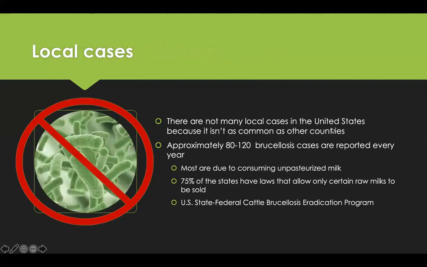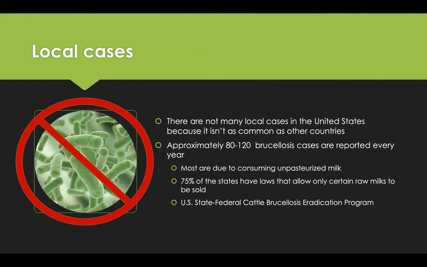So any local cases around here, there really aren't as many local cases in the United States because it is rare and isn't as common in other countries that were listed previously. So approximately 80 to 120 brucellosis cases are reported every year, but it isn't as much as other countries. Most are due to consuming unpasteurized milk, which is a very, very common way to be transmitted. 75% of the states have laws that allow only certain raw milks to be sold because of this contamination that you can get.